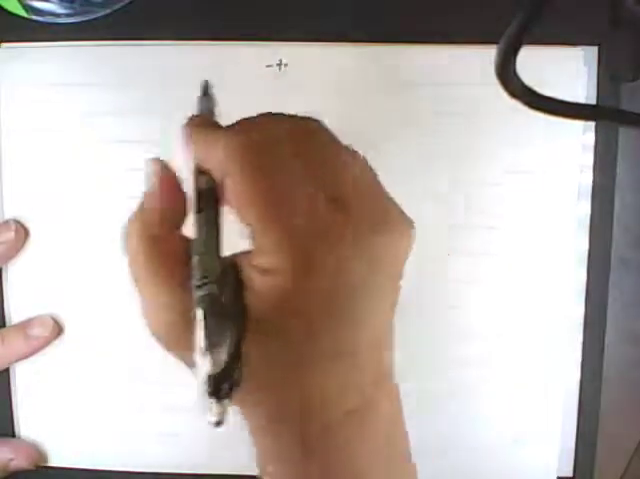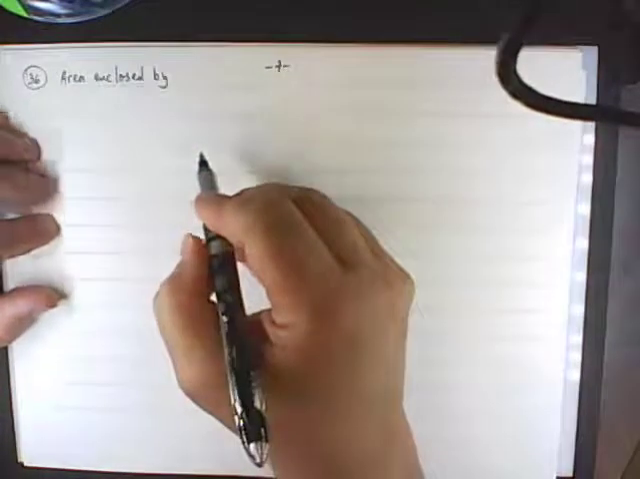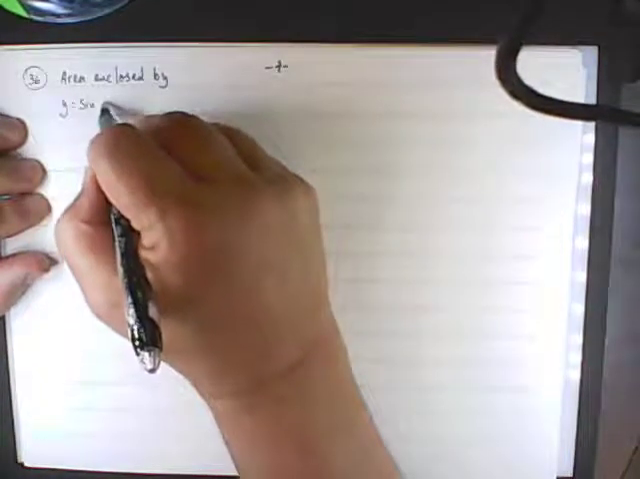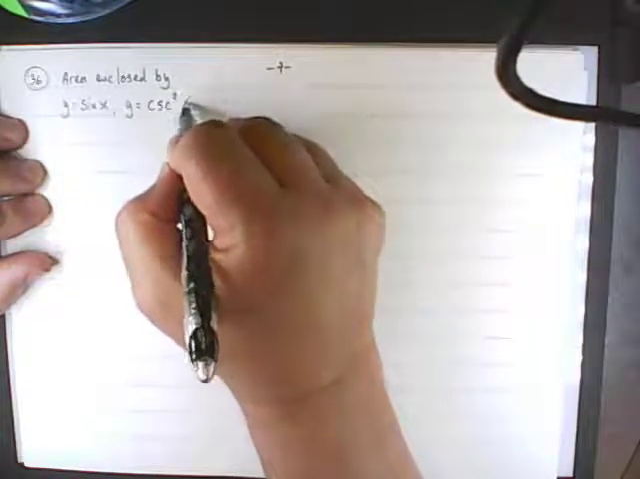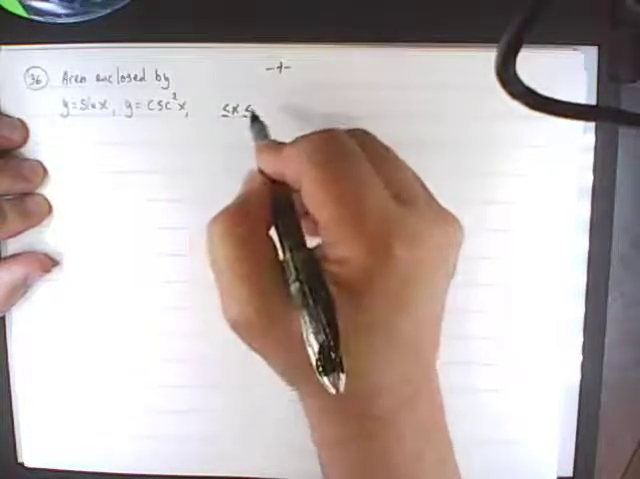Actually, you know you did the right answer if you got negative 20 over 7 times pi. Now I would just try this: area enclosed by y equals sine x and y equals cosecant squared x, and x goes from pi over 3 to pi over 2.